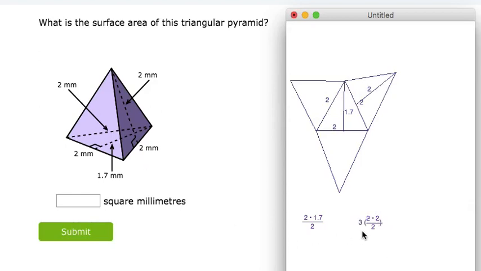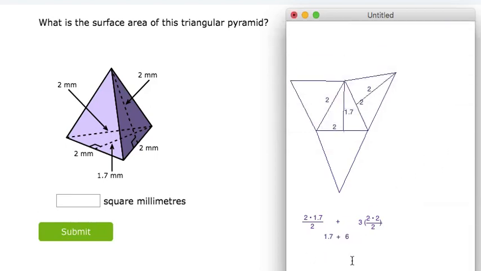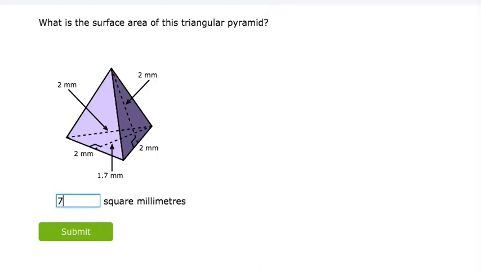And then once I've got this lateral area here, I'm going to add it to the area of my base. So 2 times 1.7 over 2, if you put that in your calculator, 2 times 1.7 is 3.4, divided by 2 gives you 1.7. 2 times 2 gives you 4, divided by 2 gives you 2. 3 times 2 gives you 6. So here I have 1.7 plus 6 to get my surface area. When I add those together, I get 7.7 as my answer.